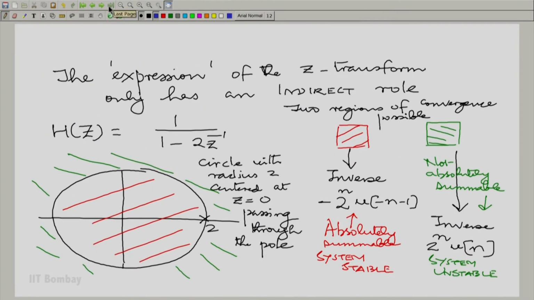And that is true for this next example as well. Here also the pole is at z equal to 2. When I took the region exterior to the pole, that is this region, you got a right-sided sequence, that was 2 raised to the power of n u[n]. When I took the region interior to the pole, I got a left-sided sequence, that is minus 2 raised to the power of n u[-n-1]. And the question was whether the left-sided sequence or the right-sided sequence was absolutely summable.